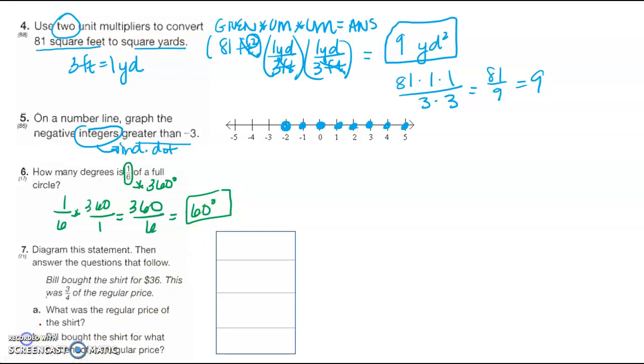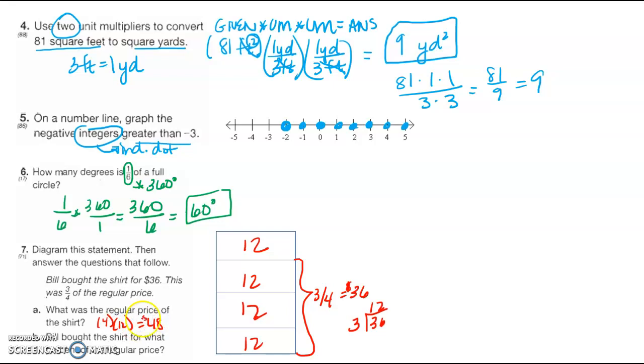Diagram this statement. Bill bought a shirt for $36. This is 3/4 of the regular price. So 3/4 is equal to $36. I'm going to divide that by 3 to find out what goes in each one of these. What was the regular price of the shirt? So that's going to be 4 times 12, which is $48.